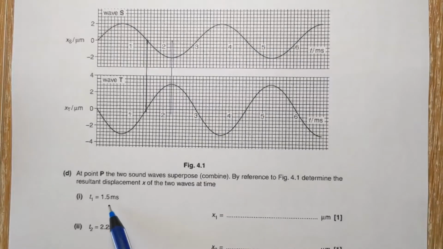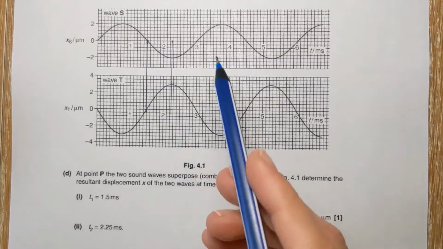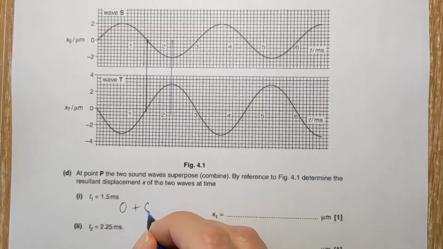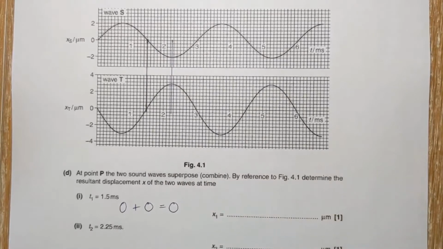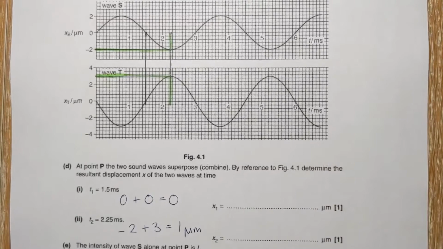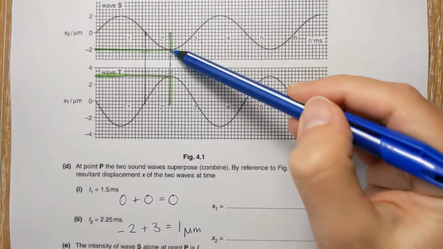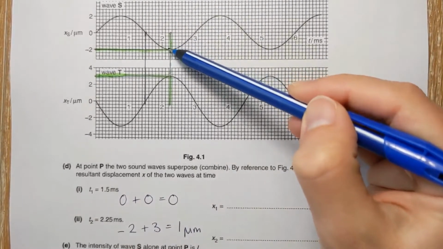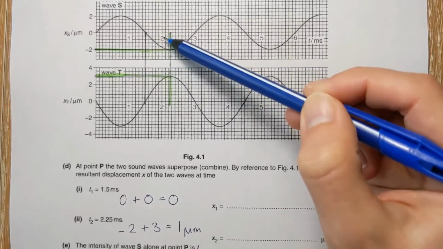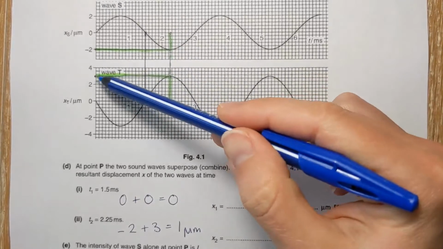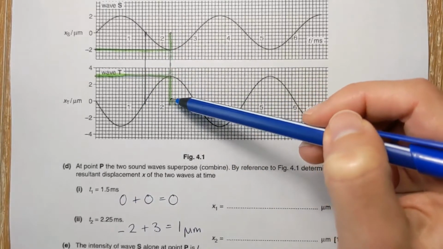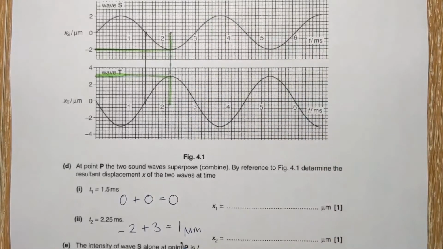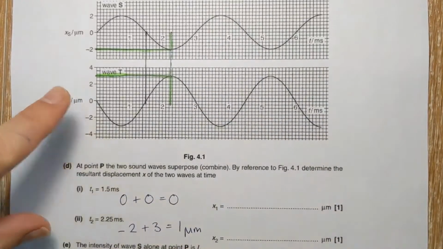Okay, so at t equals 1.5 milliseconds, the displacement of both waves is 0, and so the resultant displacement is also 0. And then at 2¼ milliseconds, we've got a displacement of -2 for wave S and a displacement of 3 for wave T. So adding that together, we get 1 micrometer.